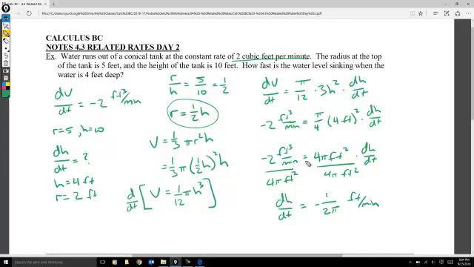Nothing with minutes was ever over here, so minutes stays exactly the way it is. But feet cubed divided by feet squared is just feet. So this is my final answer. I find that my height is decreasing at a rate of 1 over 2 pi feet per minute. Or you could say it's changing at a rate of -1 over 2 pi feet per minute.